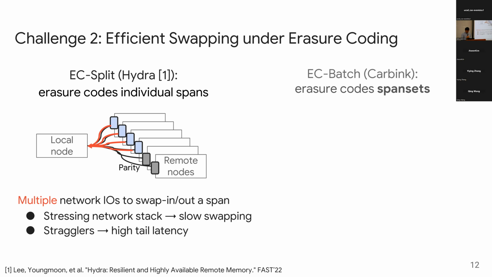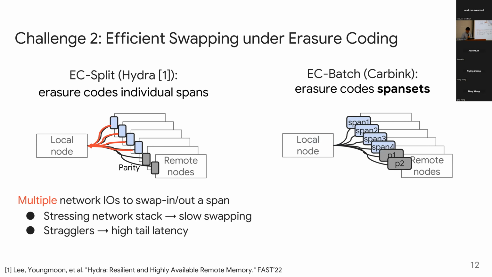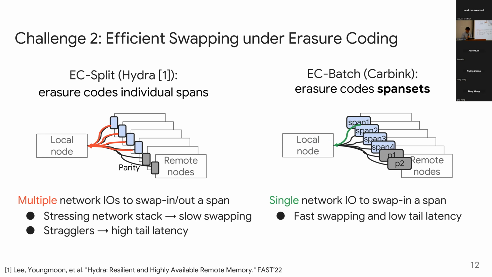With this drawback, we were thinking: can we avoid splitting spans? This is achieved in our new approach called EC-Batch, by erasure coding span sets. Basically, a span set is a group of equal size spans. As shown in the right diagram, we swap out a batch of 4 spans and their parity to remote nodes. On average, span swap out only requires 1.5 IO operations. During swap in, we only need a single IO operation to fetch the specific span that contains the desired object. So this achieves fast swapping and low tail latency without being vulnerable to stragglers.